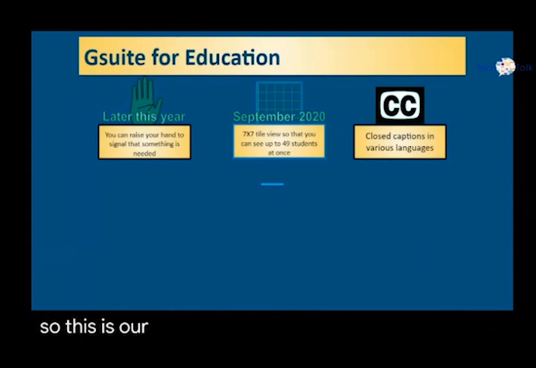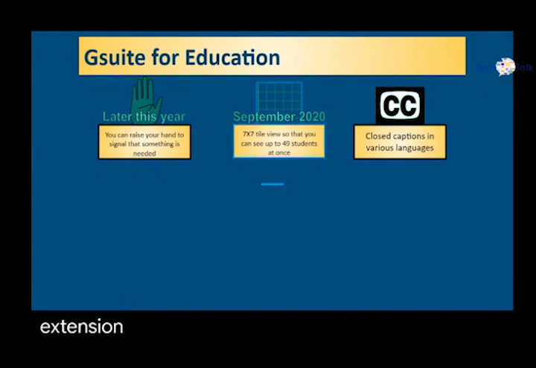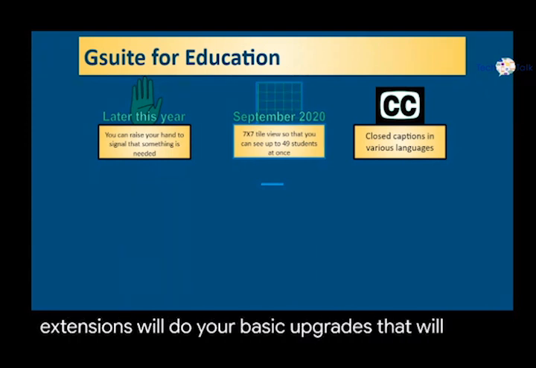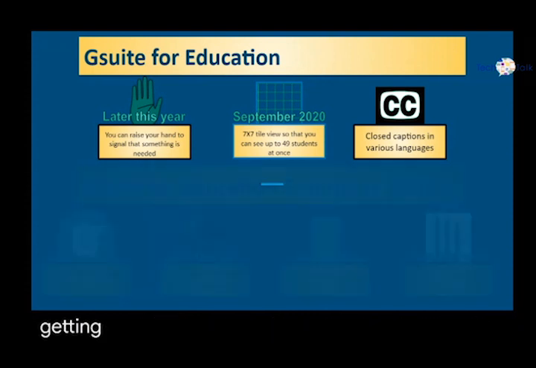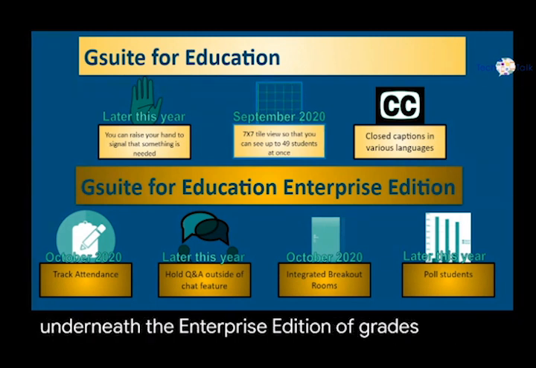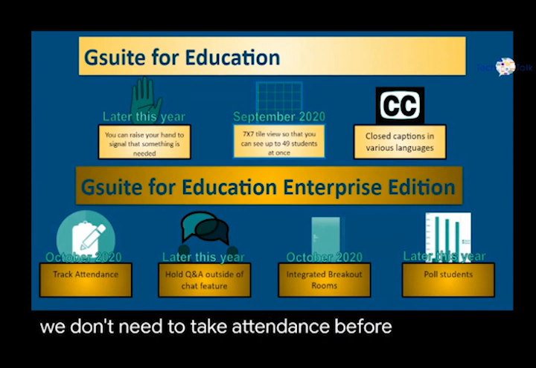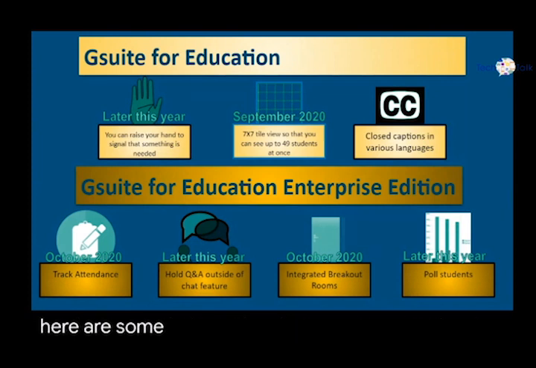So just as I mentioned, we have the basic upgrades that we'll be getting, and then these are the Enterprise Edition upgrades that will be happening. Attendance is under the Enterprise Edition upgrades. So unless we don't need to take attendance before October, here are some extensions that I love to use for my Google Meet.